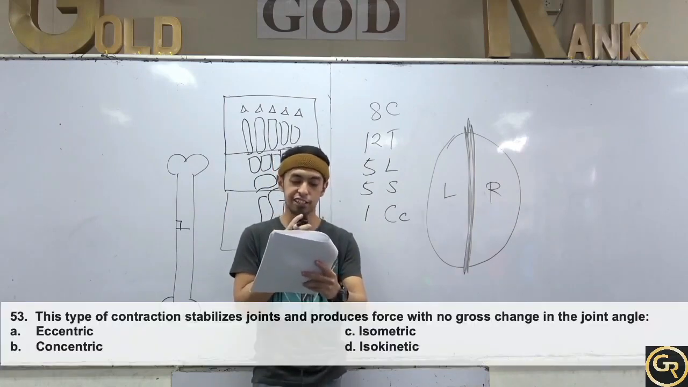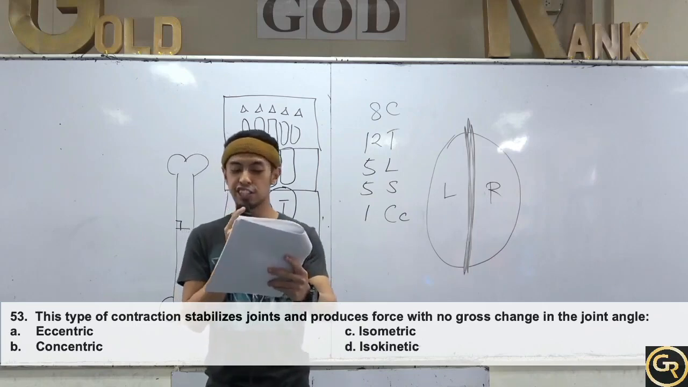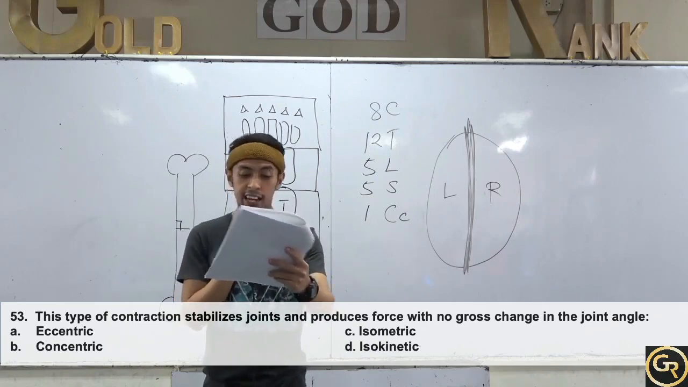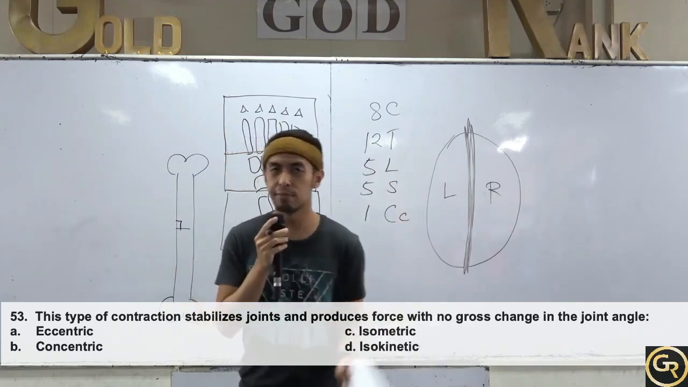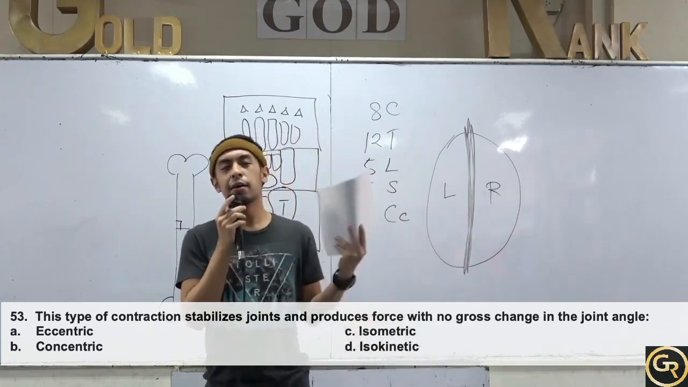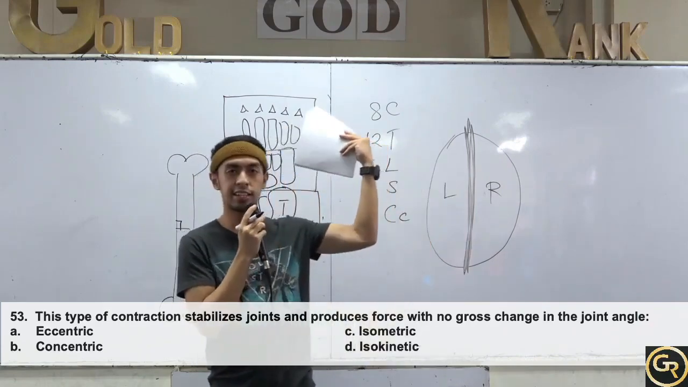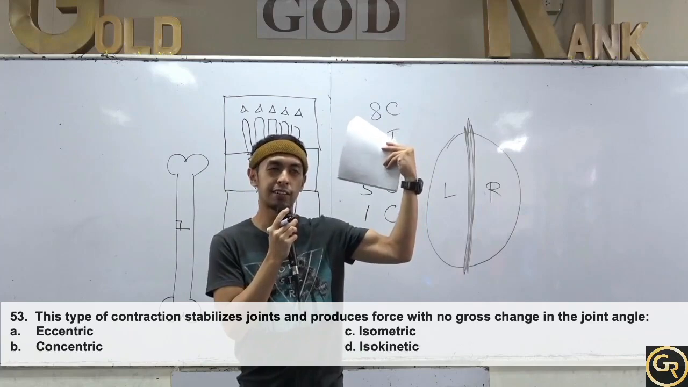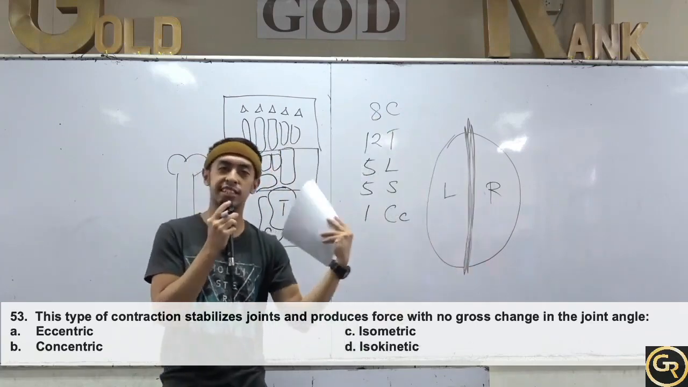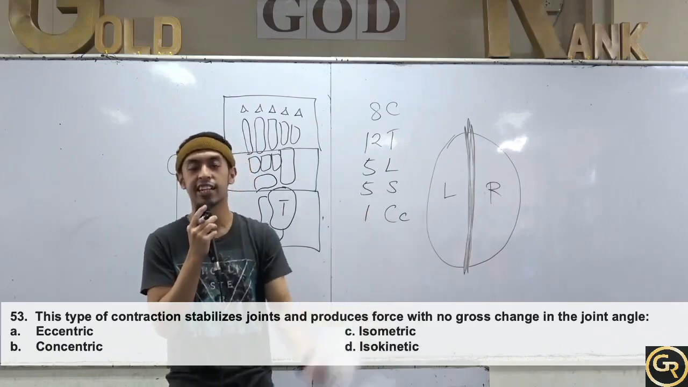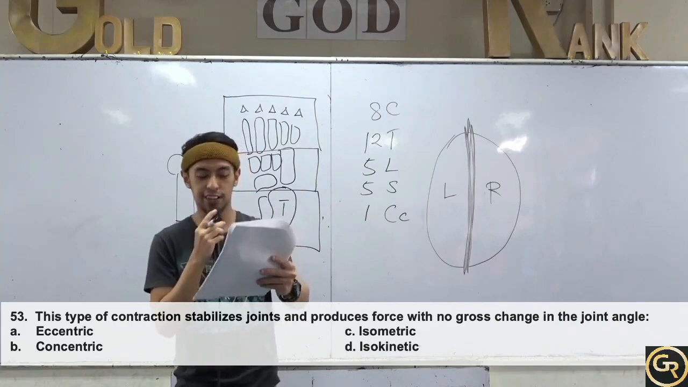This type of contraction stabilizes joints and produces force with no gross change in the joint angle. Okay? So kung merong increase in muscle tension or muscle force, pero there's no change in muscle length or in joint angle, okay? So kapag kinontract ko lang ang isang muscle without any joint movement or muscle lengthening or muscle shortening, that would be your isometric type of contraction.